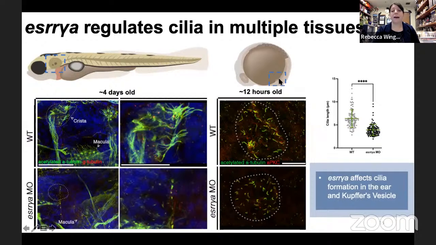to at the beginning, which helps to set up the left-right body axis. When Hannah looked at wild types compared to her deficient animals, there were fewer cilia in these structures, and they were also shorter within the Kupfer's vesicle, and that length is quantified here just as an example of our quantifications. So Hannah concluded that this gene is quite important for ciliogenesis across multiple tissues of the body.